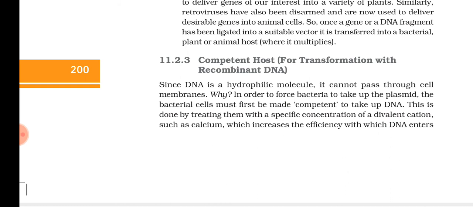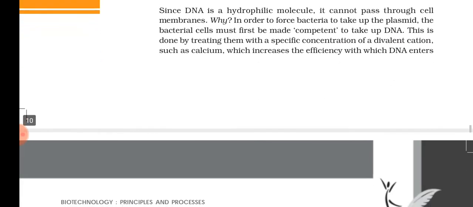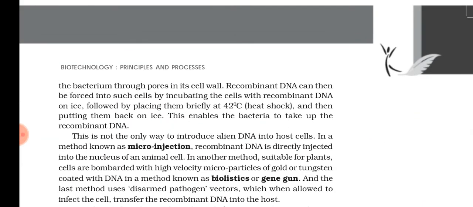First is by treating the host cells. The host cell can be a bacterial cell, a plant cell, or an animal cell, whichever it is. This cell should first be treated with a specific concentration of a divalent cation like calcium. So first we have to treat that particular host cell with a divalent cation like calcium, and this increases the efficiency of the cell to absorb the foreign DNA.